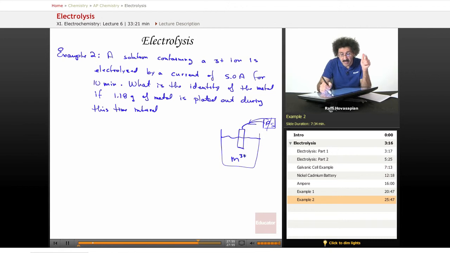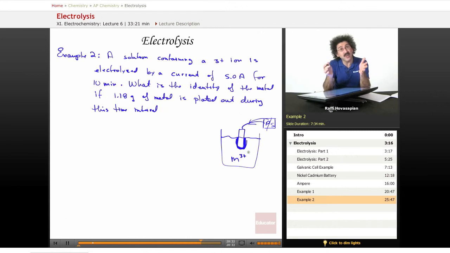As I do that, the metal ion is going to be reduced, so it's going to start plating out. It's going to start actually depositing right on the metal itself. Let's say I already weighed out this metal electrode before anything plated out. And then after the 10 minutes, I take it out, I dry it, and I weigh it again. The difference in the weight is 1.18 grams. That's what it's saying. 1.18 grams of the metal is actually plated out during this time interval. We want to know what that metal is. Well, the only thing we know about it is that it's a 3+ ion.